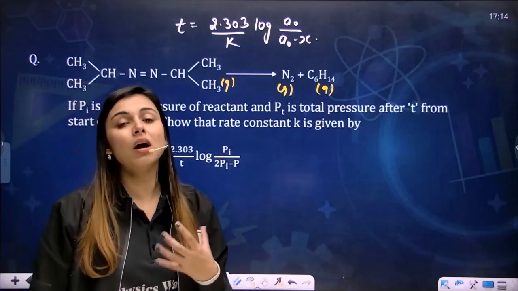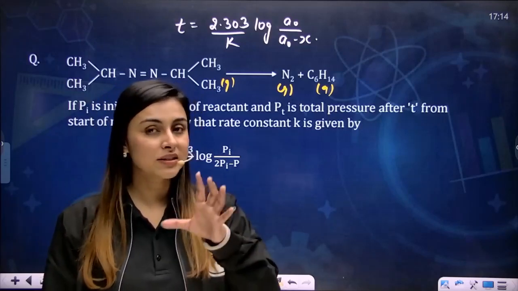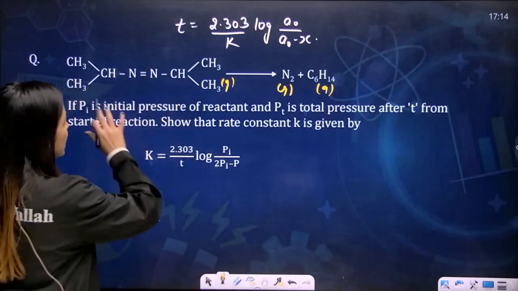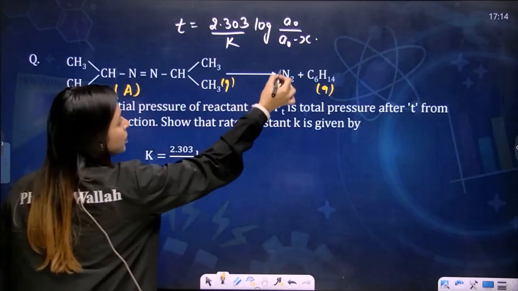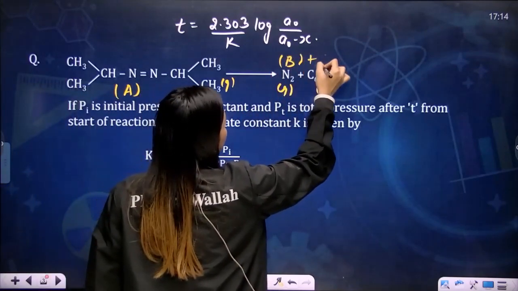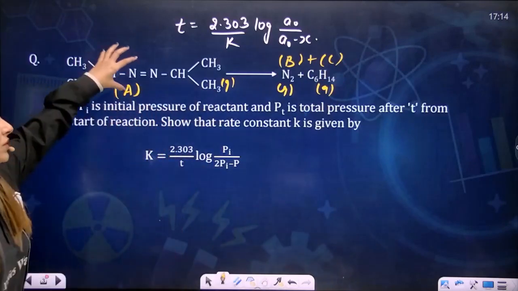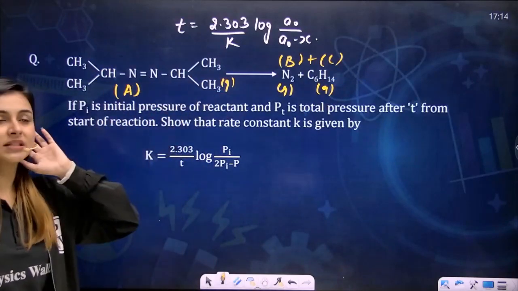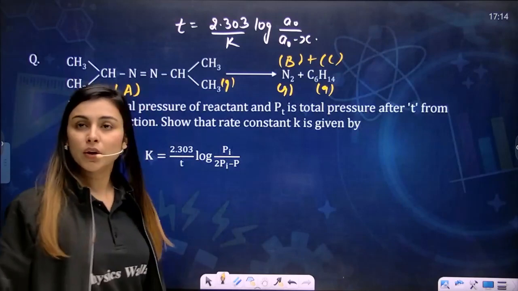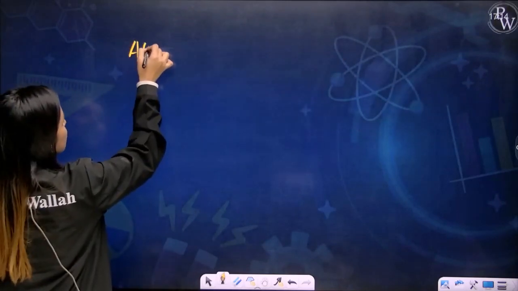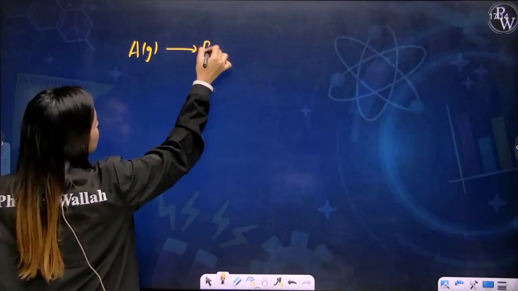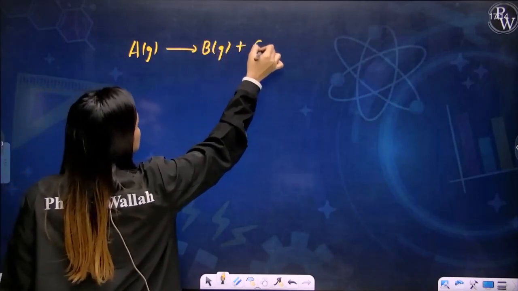So how are you going to approach such types of questions, I'll just make you understand. Since these are very big products, let me say that this is reactant A which gives you product B and product C. A denotes this, B denotes N2 and C denotes C6H14. So can I say, my dear students, that A gas is giving you B gas plus C gas, right?